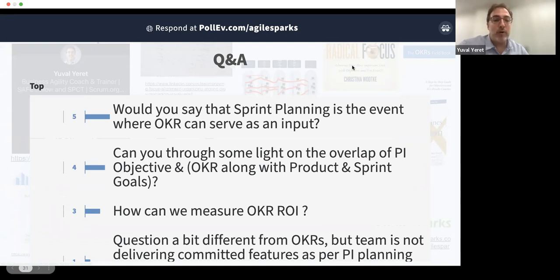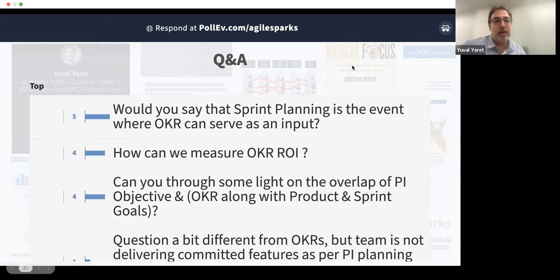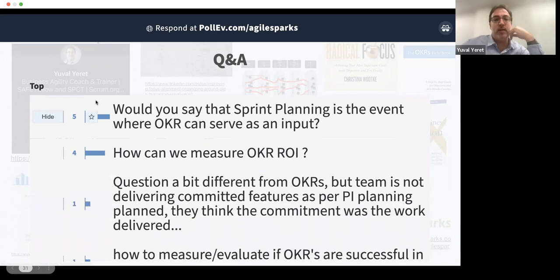If you do have OKRs in the space that are informing your Agile release train, those OKRs should be input into the PI planning process. And in general, the way PI objectives are set in PI planning is pretty aligned with how OKRs should be set as well. So that's a relatively quick answer on that question. So I'm gonna hide that question now, and then let's move to the next one.